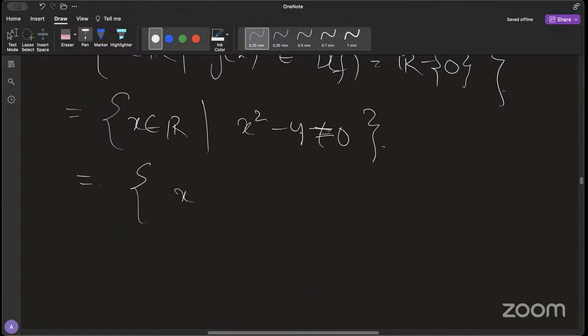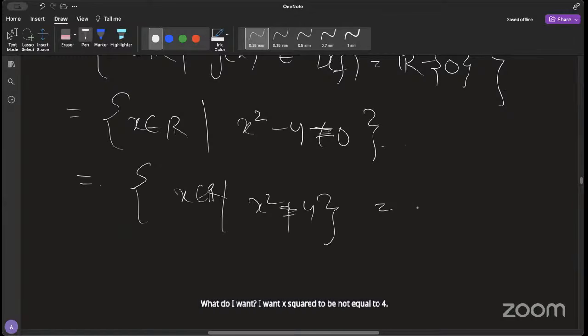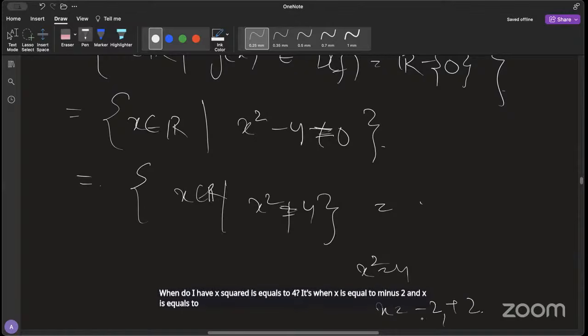When is x square minus 4 equal to 0? It's when x square is equal to 4. So this is the same set as x equals what? I want x square to be not equal to 4. So when do I have x square equal to 4? It's when x is equal to minus 2 and x is equal to plus 2, right?